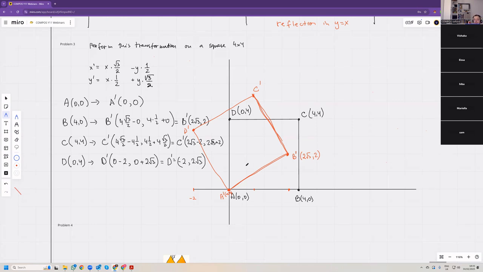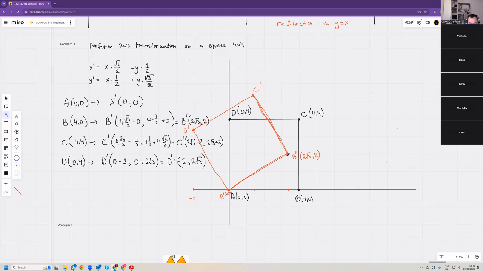Can someone work it out? Well, at least what type of transformation is it? It is a rotation of 30 degrees about the origin, indeed. You can work out that this is 30 degrees. How would you work that out?